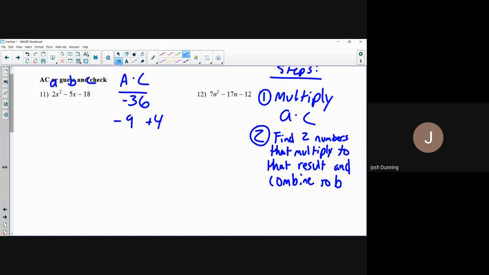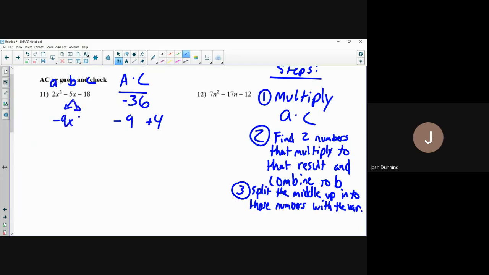And what you do, split the middle up to those numbers. But make sure you have your variable. Make sure you have the variable. Negative 9x plus 4x would be that negative 5x above it. That's how you can justify doing that. We didn't change anything, we just kind of broke it apart. Bring your ends down.